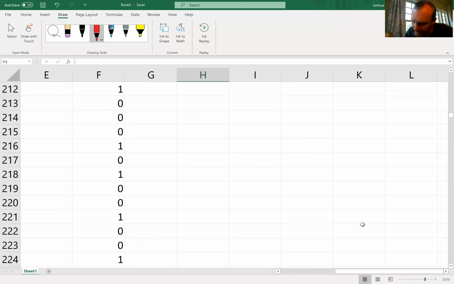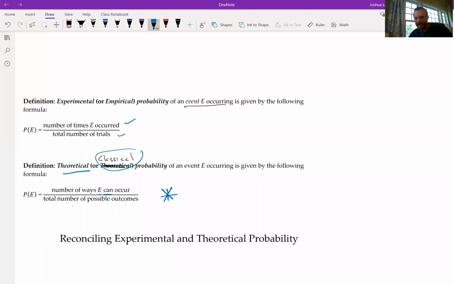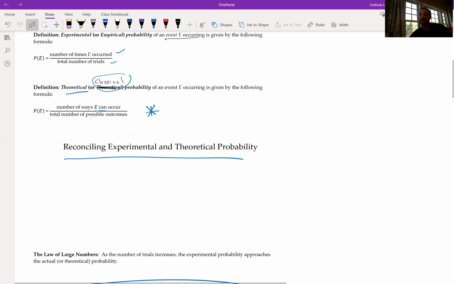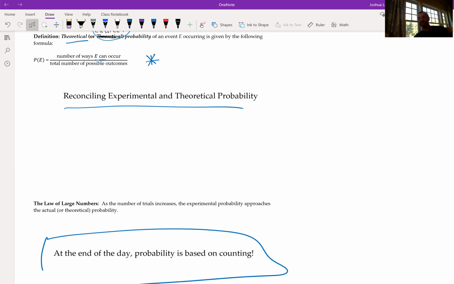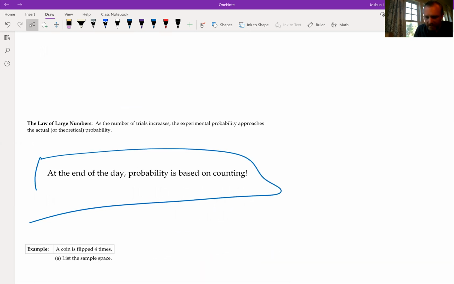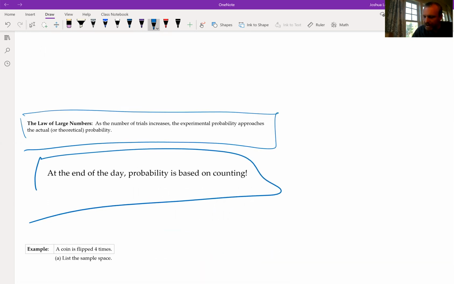So the idea here is that really you've got what's known as the law of large numbers. And that's where these things reconcile. I may win a game 8 out of 10 times, but if I play it 1,000 times, my winning percentage is going to be more closely aligned with the actual probability. And that's the law of large numbers. As the number of trials increases, the more times you do something, the experimental probability approaches the actual or theoretical probability.